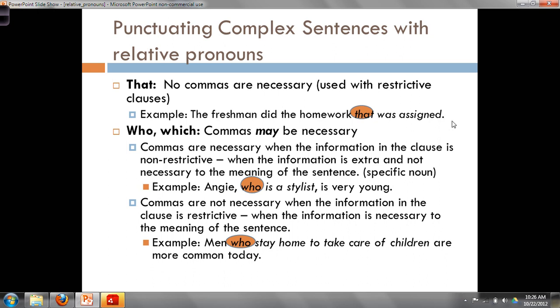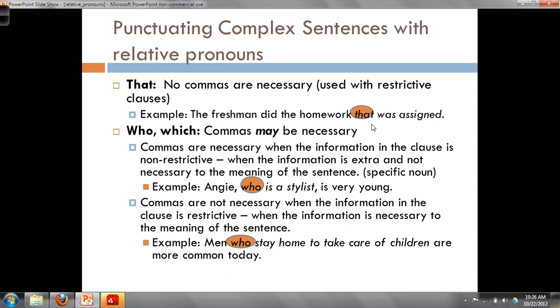So here is an example. The freshman did the homework that was assigned. That is our relative pronoun. That was assigned is our dependent clause, and notice there is no comma. That is referring to homework. We're talking about which homework was assigned.